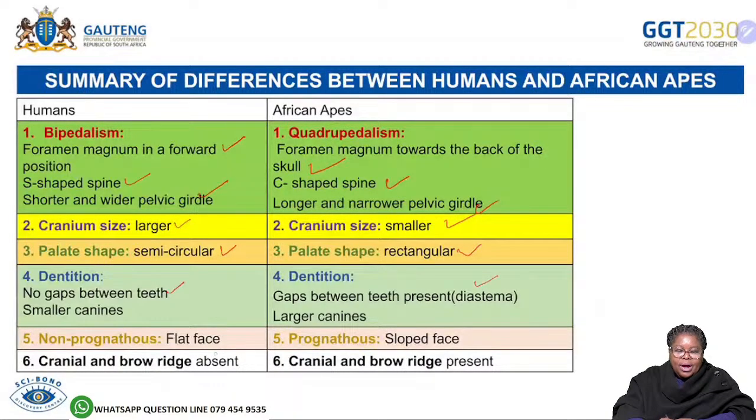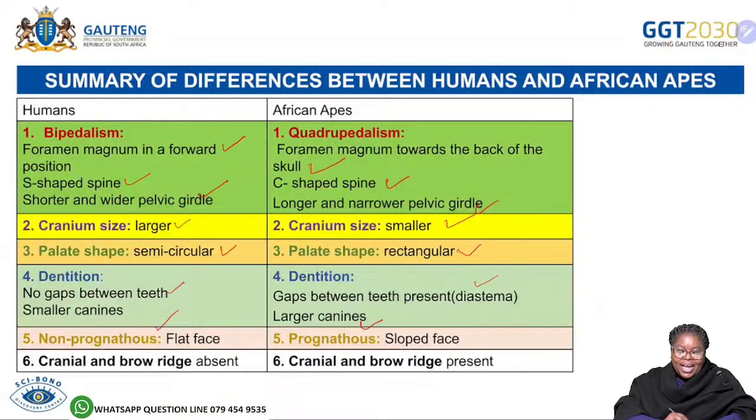And then with the face, remember, because of the large jaw of the apes, humans are non-prognathous, but then with African apes, they are prognathous. Relate the prognathous with what? The flat face, the sloping face. But then use our correct terms as you are answering those questions. Use the terms that we have been training you on during the course of the year. So don't talk about the flat face, talk about non-prognathous, whereas African apes are prognathous.